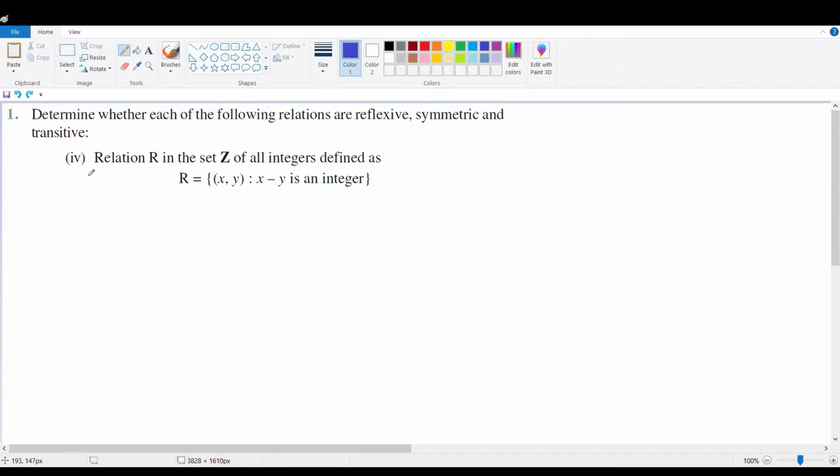Now part 4 of this question, you are given that relation R in the set Z of all integers defined as R equals (x, y), where x minus y is an integer. So let's check this for again all of these three: reflexive, symmetric and transitive. Let's start with reflexive.